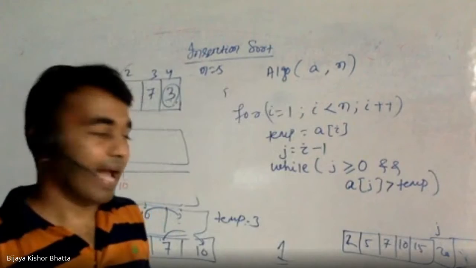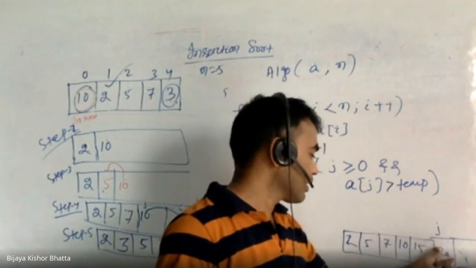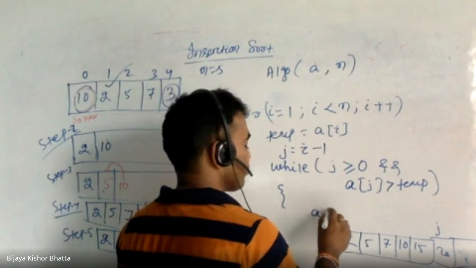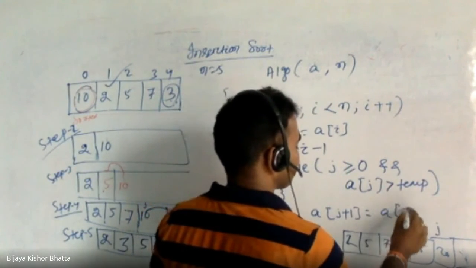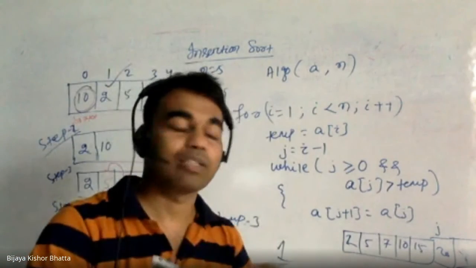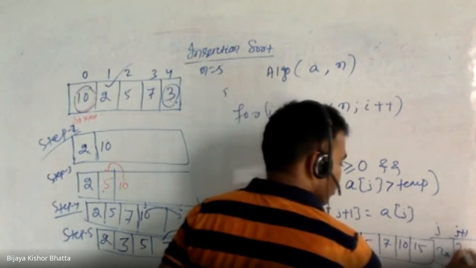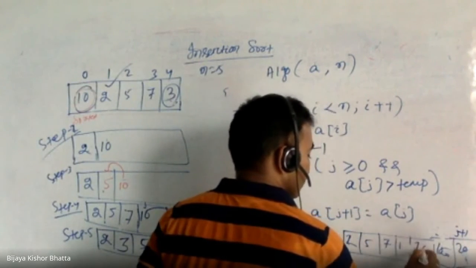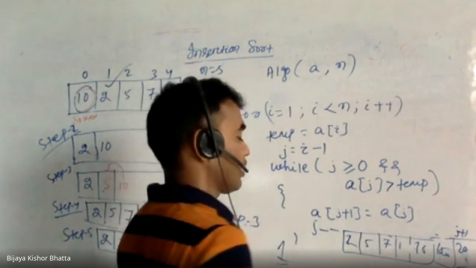I will keep moving 20 to the next position, 15 to this position, 10 to this position. That means a of j plus 1 equals a of j. I'm shifting now. 20 goes to j plus 1, then 15 goes here, 10 goes here, and then j minus minus, you are decrementing.